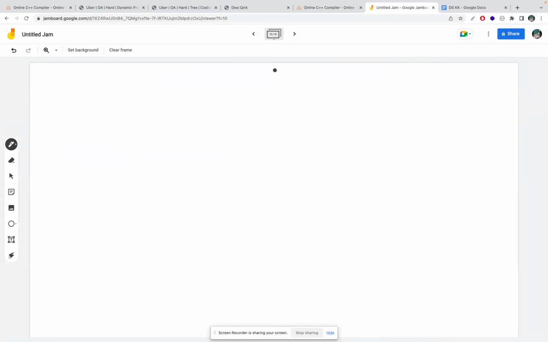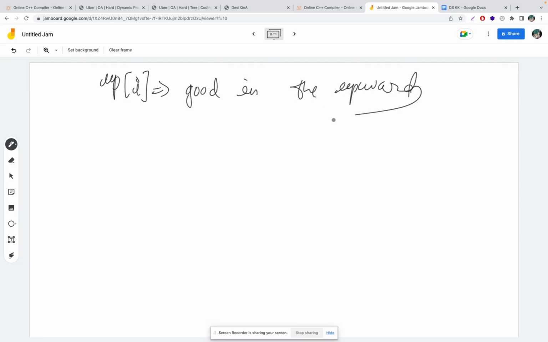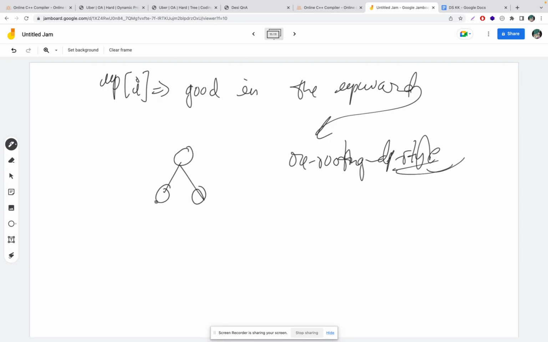Now I want to explain how we will calculate the up nodes. Up of I is the number of nodes which are good in the upwards direction. We'll calculate it by rerouting DP, in the rerouting DP style. So say I have this tree. Now I will try to traverse the things in the BFS order from the topmost node, not from the downmost. From the topmost I will try to iterate.